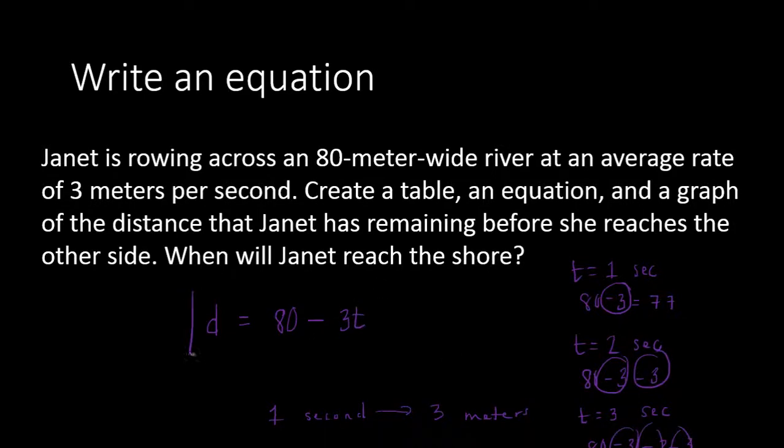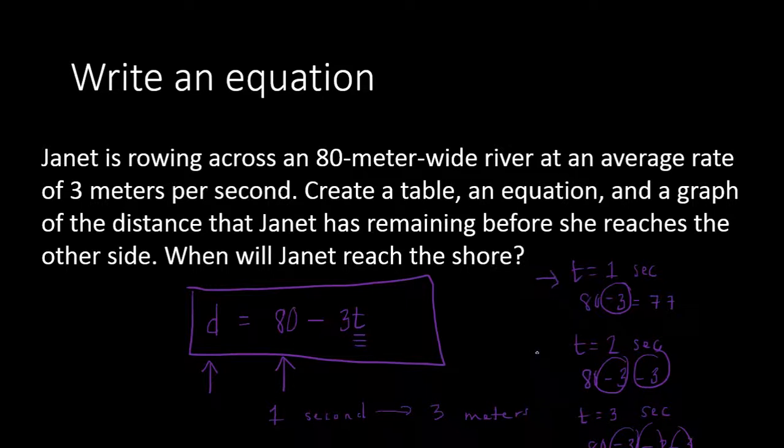So looking at our equation, it makes sense that our distance is equal to 80 minus 3 times however many seconds have passed, right? Because it's 3 per second. Again, meaning at 1 second, we subtract 3. At 2 seconds, we'd subtract 3 times 2, which is 6. At 3 seconds, we'd subtract 3 times 3, which is 9, and so on. So this is the equation for when Janet will reach the shore.